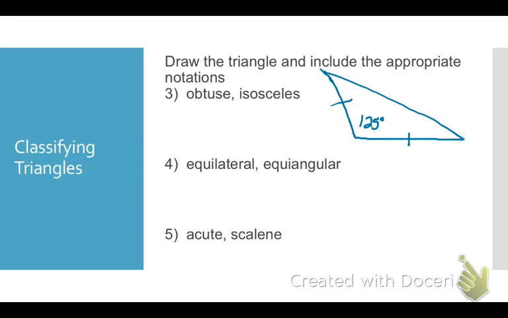Draw an equilateral equiangular triangle. Well, first I'm going to draw a triangle showing the hash marks that all the sides are the same length, and then the hash marks that all the angles are the same.